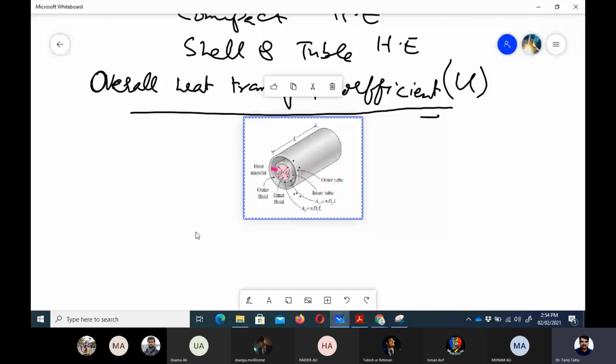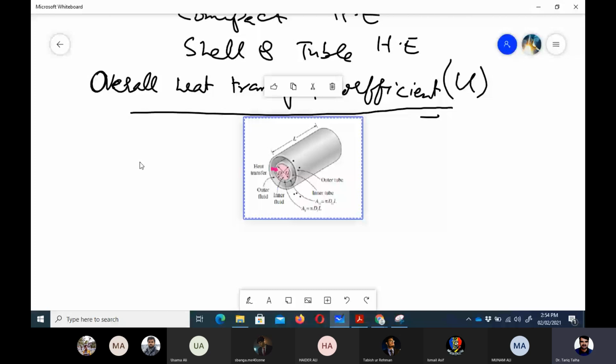If you look here closely, we have got two pipes. One is the internal pipe in which we would have some flow of fluid, and then there is some gap between the internal pipe and the external pipe. That is the place where the other fluid would pass through. And then you can easily see the thickness of this inner pipe. So basically we have got three resistances in terms of heat transfer.